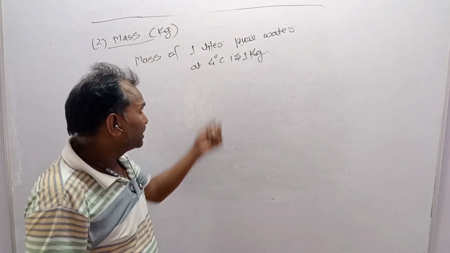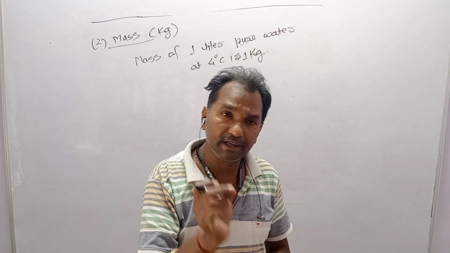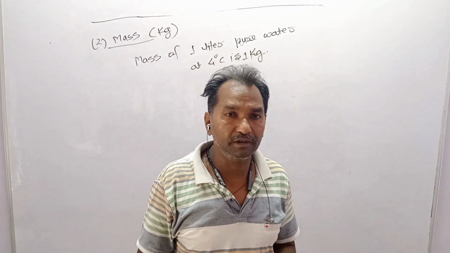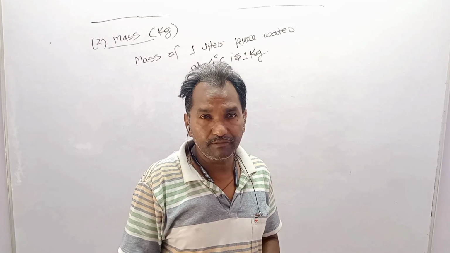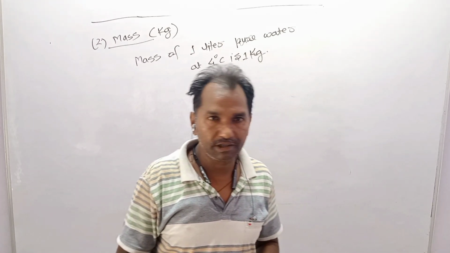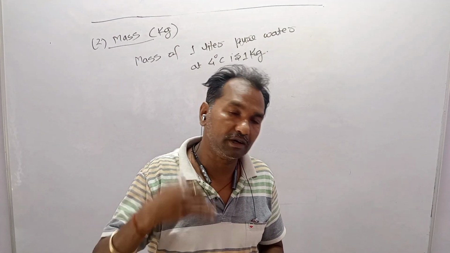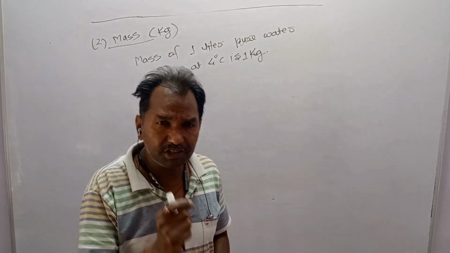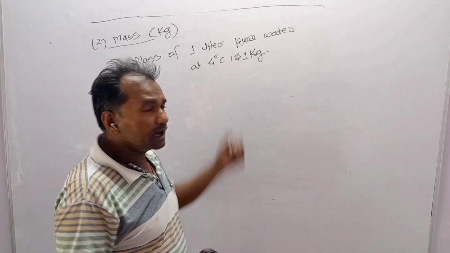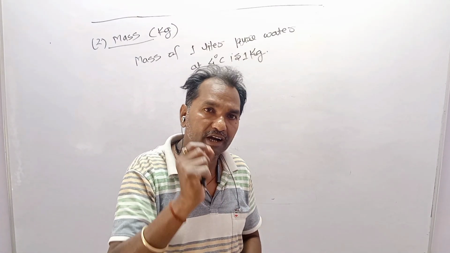Dear students, why do we consider 4 degrees C, not 0 degrees C? Because water has an abrupt behavior. Water is a bit of a different liquid. Just below 4 degrees C, at 0 degrees C, water is converted into ice, and when water turns into ice, the density of ice is less than the water. This is called the abrupt behavior. The density of water is maximum at 4 degrees C.